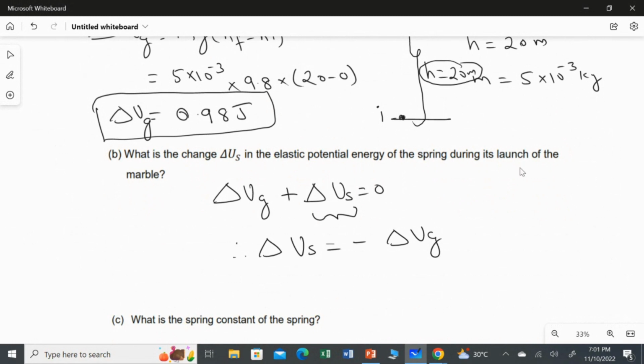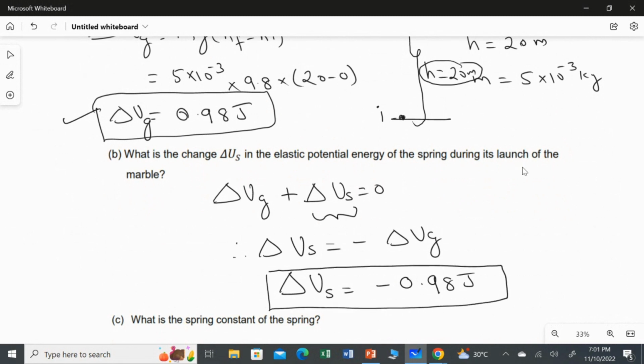In the first part we already found the answer for the change in gravitational potential energy. So I can use this answer here. Therefore, the change in elastic potential energy is equal to negative 0.98 joules. So this is the answer for the second part. Clear?